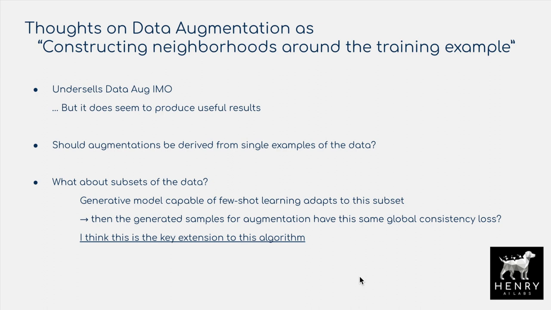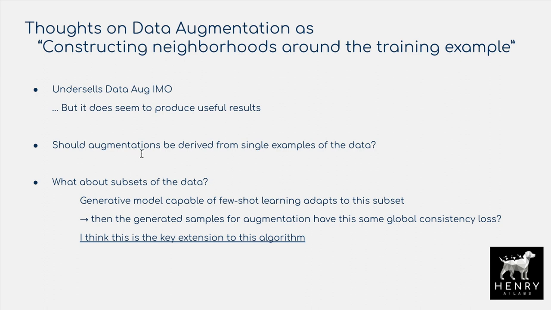So I think that although it's interesting, it does kind of undersell data augmentation because we have more power than just going around a single data point. And particularly things like generative models that can be trained on the entire data set and then augment that way, those can learn from the entire data set to derive these new examples. So I think one interesting extension to this paper that could build on it further, and there's another paper I want to present later on, is titled Model Patching. That's also in this ICLR 2021 catalog.